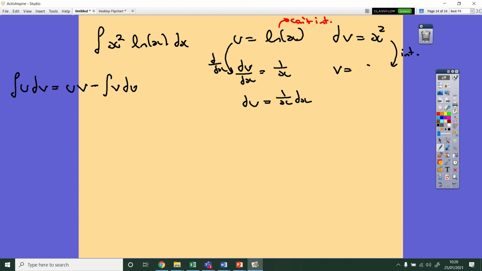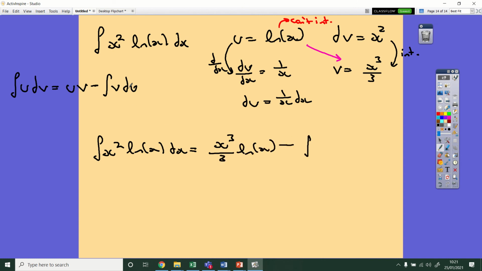So v is x cubed over 3. And now we can use the formula. So firstly, uv is that times that. So the integral of x squared ln of x dx is x cubed over 3 times ln of x minus the integral, and now we're doing this bit, v du is x cubed over 3 times 1 over x dx. And again, make sure you've got a dx there, not a du, because we've got it in terms of dx.